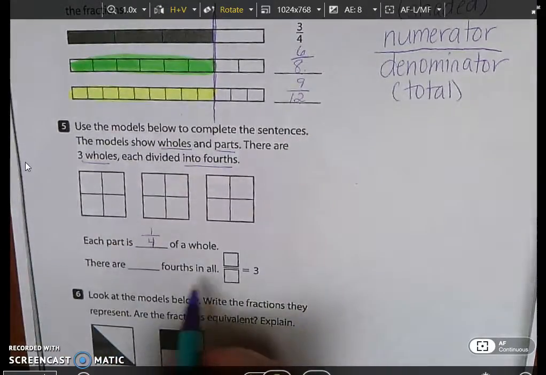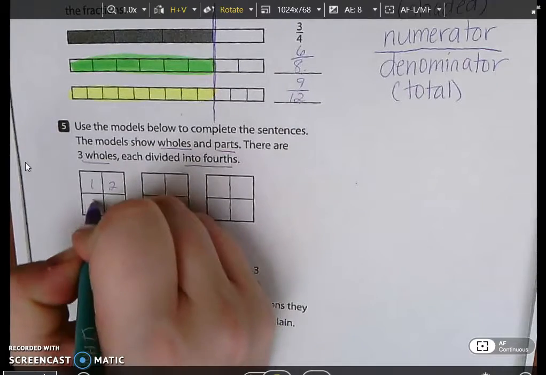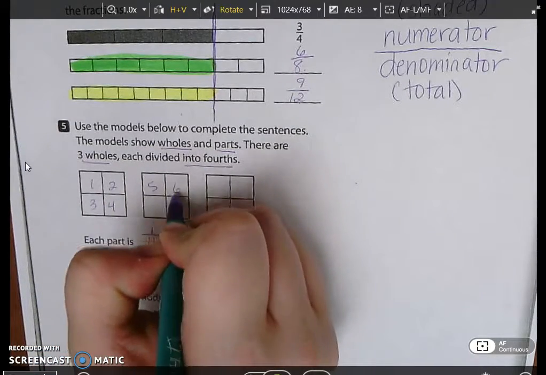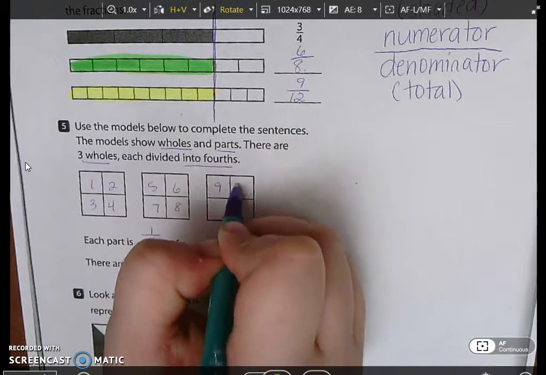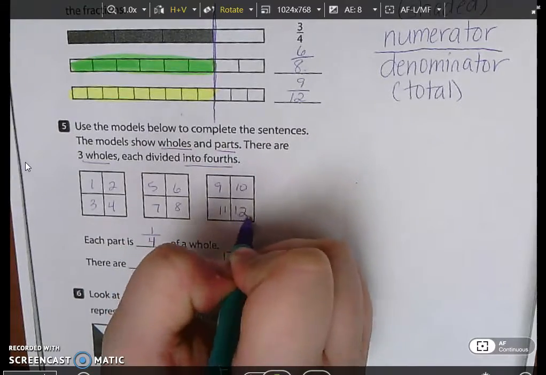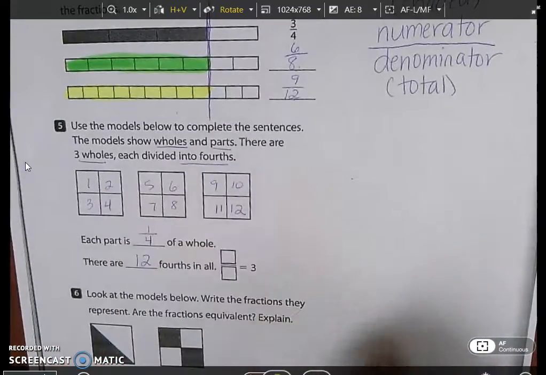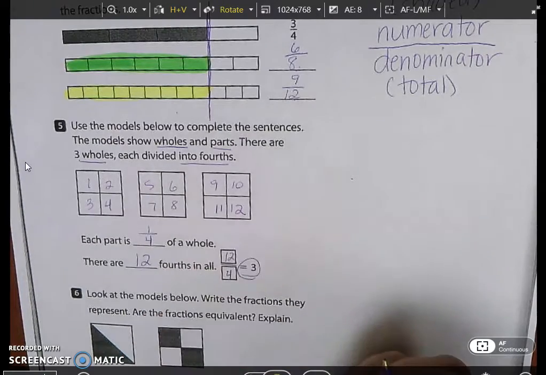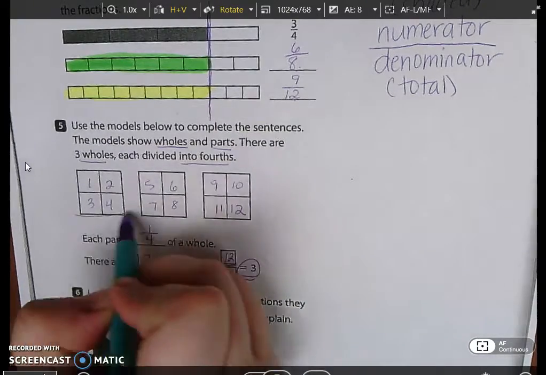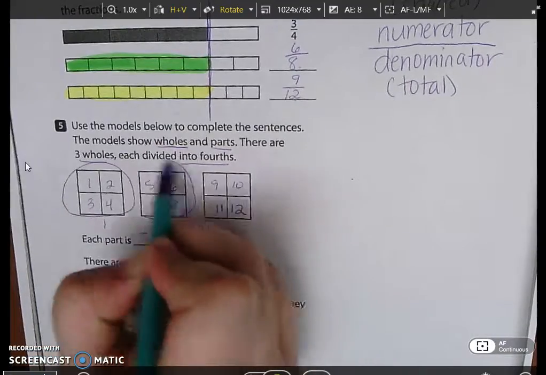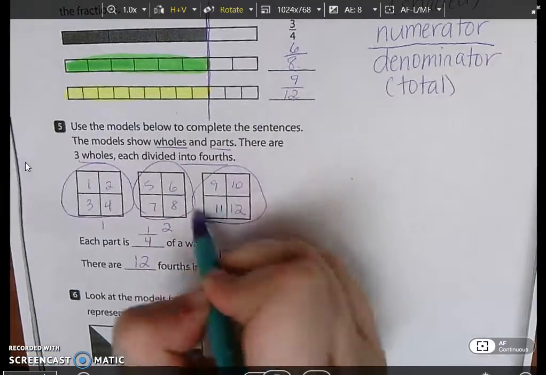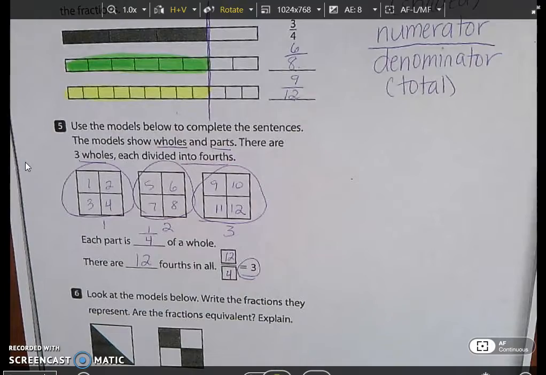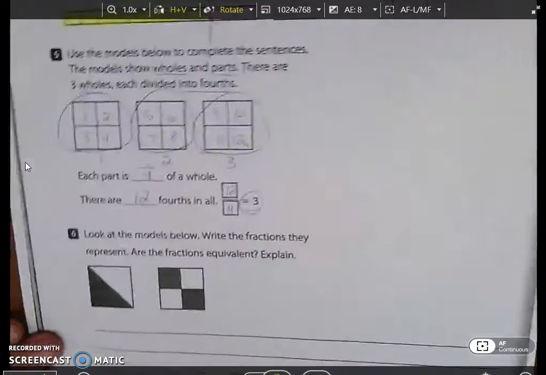And there are how many fourths in all? 1, 2, 3, 4, 5, 6, 7, 8, 9, 10, 11, 12. So I've got 12 fourths in all, which would be a total of 12 fourths. And 12/4 is equal to 3 wholes. And if I look here, this would be 1 whole, 2 wholes, and 3 wholes. So that's equal to 3 wholes there.